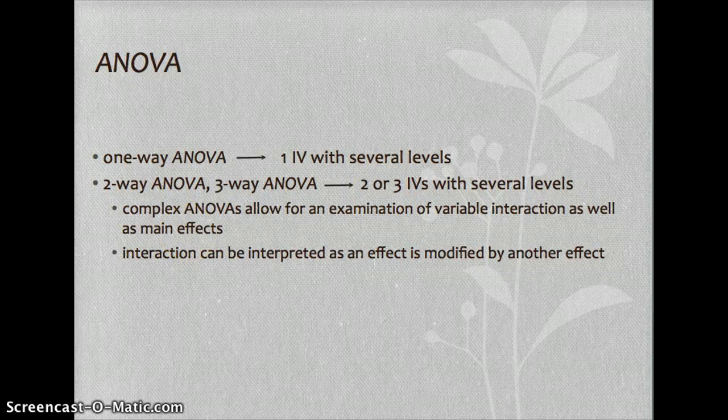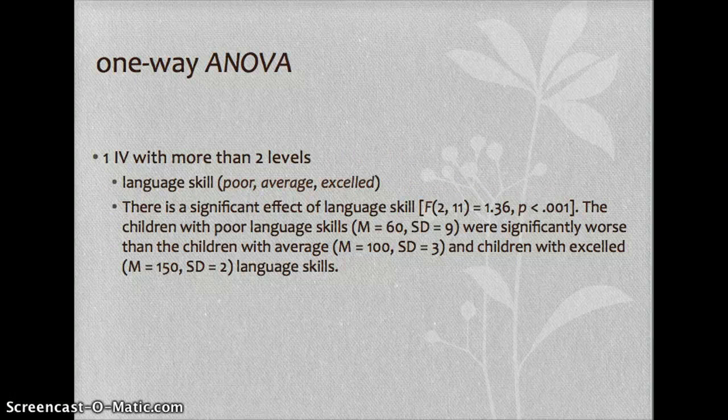So let's look at an example of a one-way ANOVA. Okay, a one-way ANOVA has one independent variable with more than two levels. So if we're looking at language skill, and we're looking at poor language skills, average, and excellent, this is one independent variable, language skill, and then there are three levels. Okay, so this is how you'd see it written up.